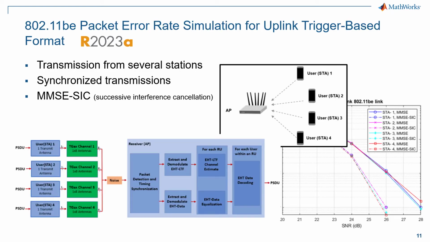Another crucial capability in 802.11be is trigger-based uplink transmission. This new example in Release 2023A uses trigger-based format to synchronize uplink transmission for several stations. On the access point side, the receiver uses successive interference cancellation to retrieve the packets coming from all users.